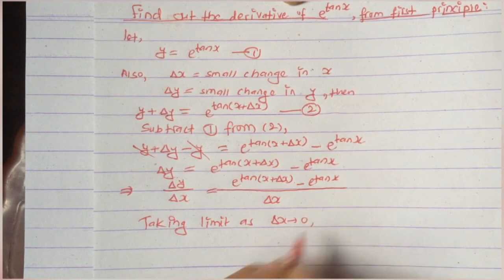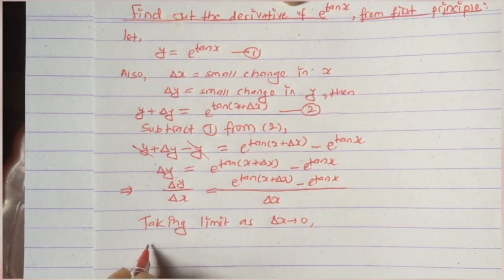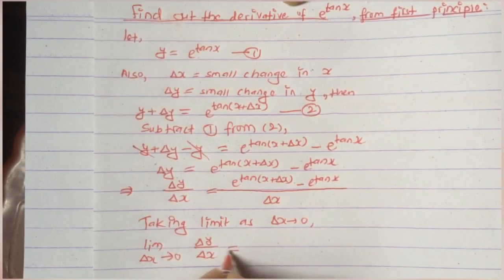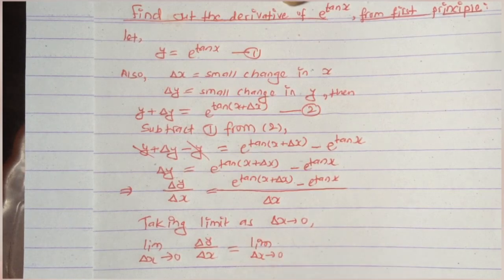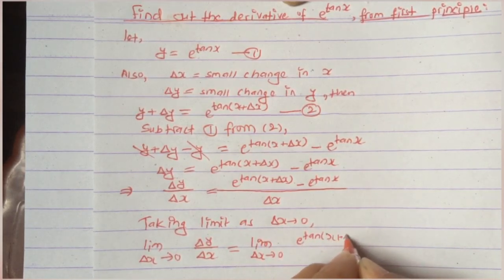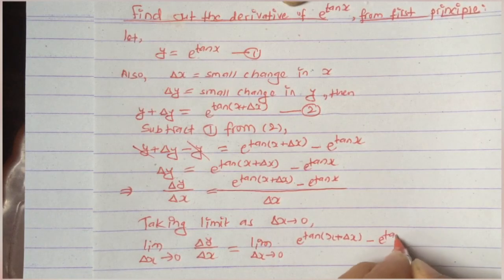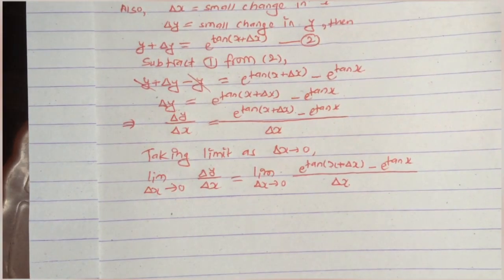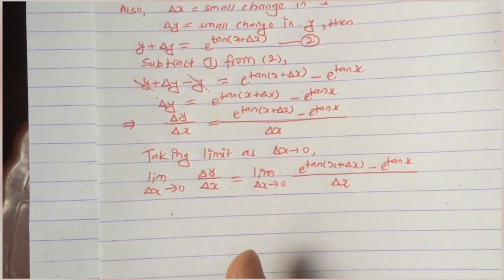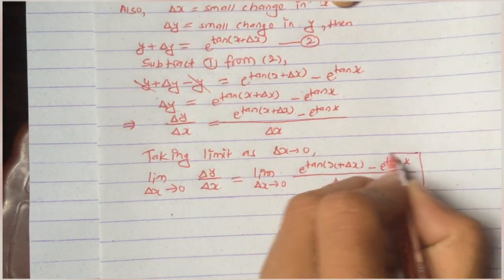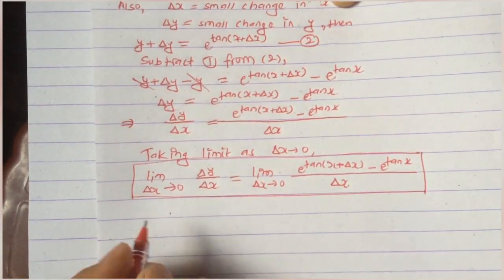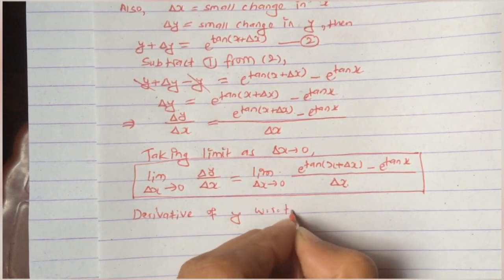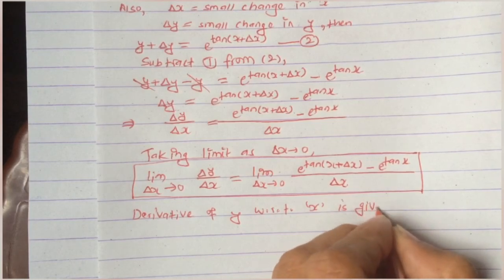That means the value of del x is approaching 0, very close to 0. So for that you have to take the limit as del x tends to 0, so that limit del x tends to 0 of del y by del x equals limit del x tends to 0 of e^(tan(x plus del x)) minus e^(tan x), the whole divided by del x. Please highlight this. The terms inside the bracket represent the first principle of derivative.